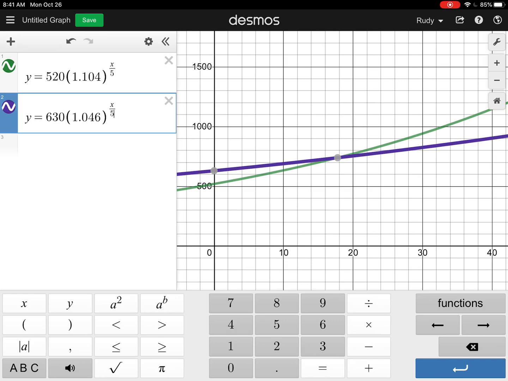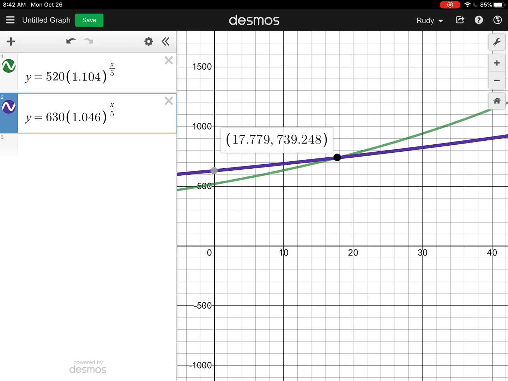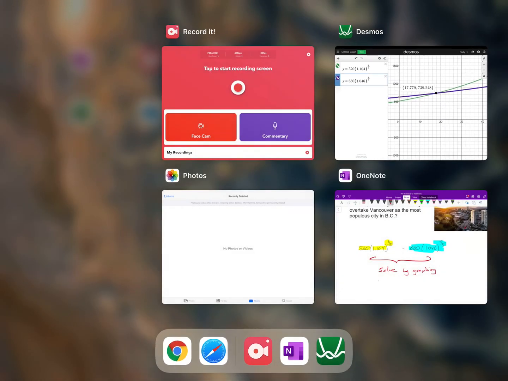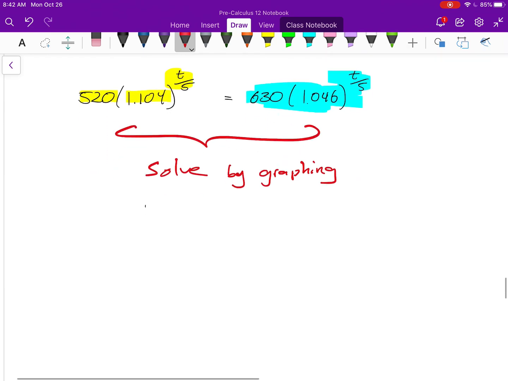There's the population of Vancouver, modeled how it's changing, and here's where they intersect. So about 17.7 years from 2016, not from now. And I know it's from 2016 because if you look at both my equations, the initial amount is 520 or 630, which is the data for 2016. And so in about 17.8 years, roughly 18 years from 2016, according to our model, Surrey will overtake Vancouver. So when solving by graphing, we get t is approximately 17.8 years.